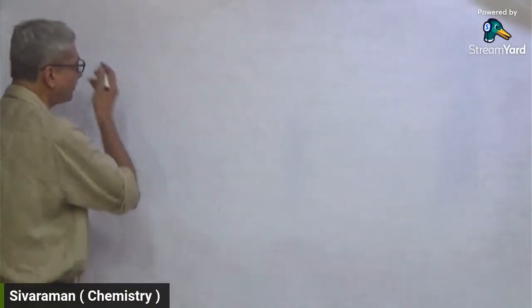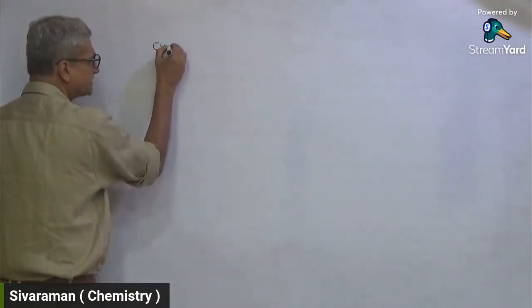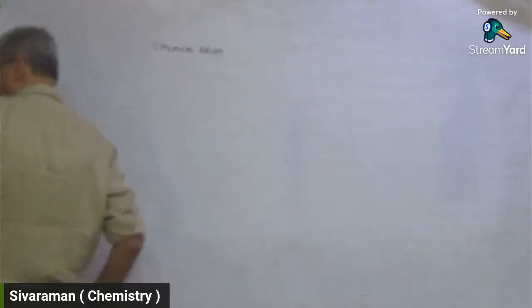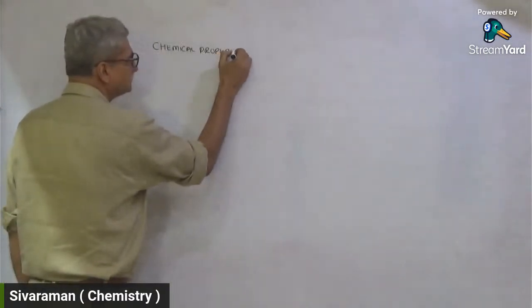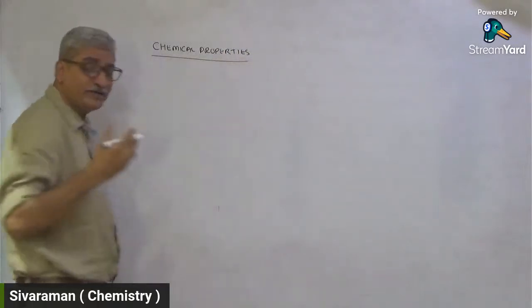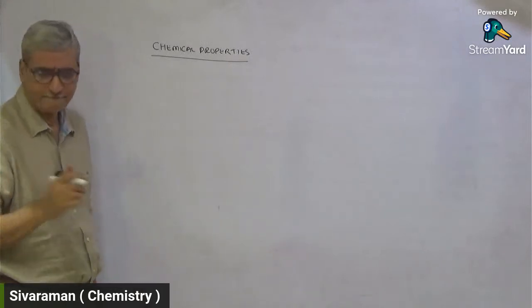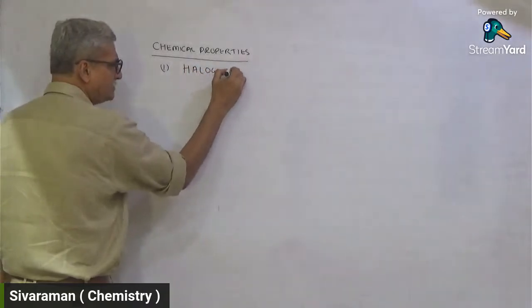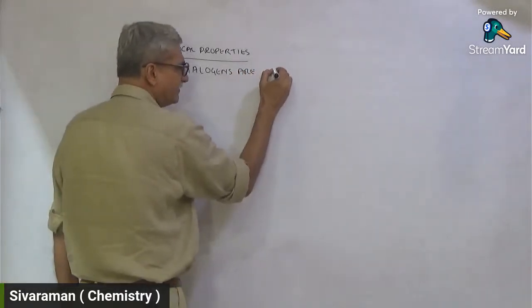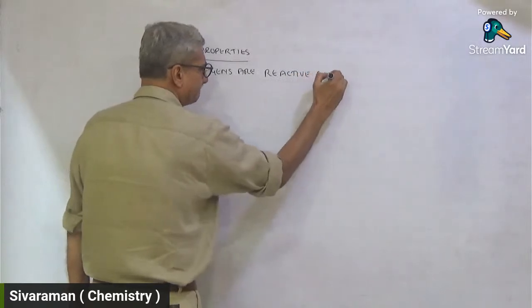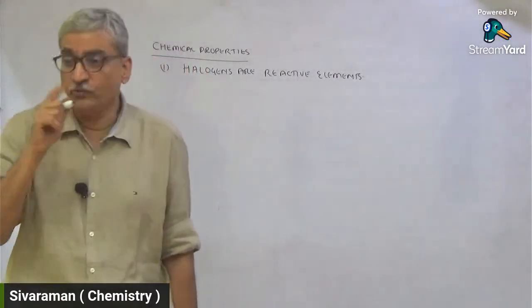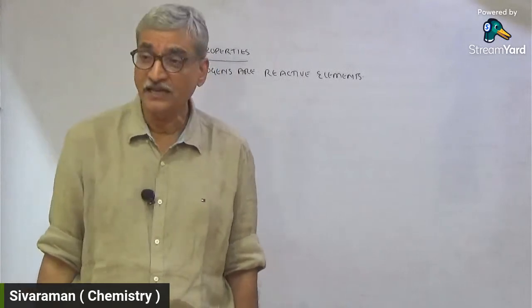So now we are talking about chemical properties. The first statement that we say is halogens are very highly reactive elements. This itself is a give scientific reason question: why are halogens highly reactive? So we have to answer that.